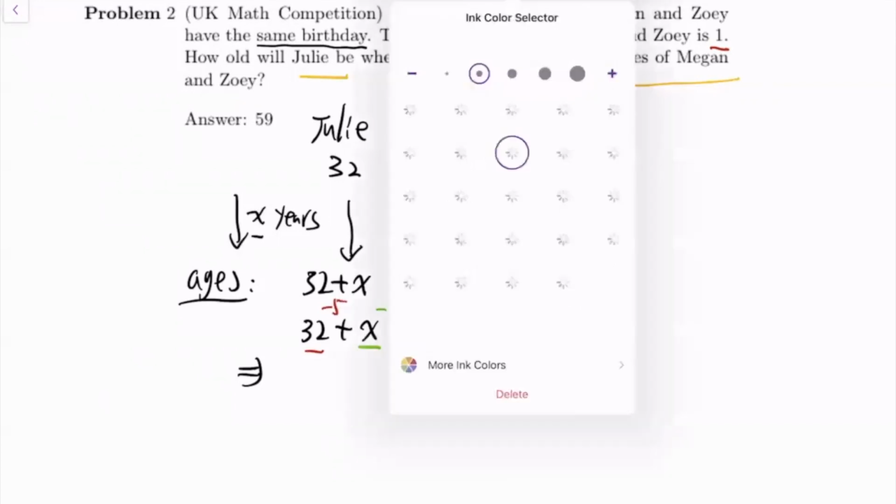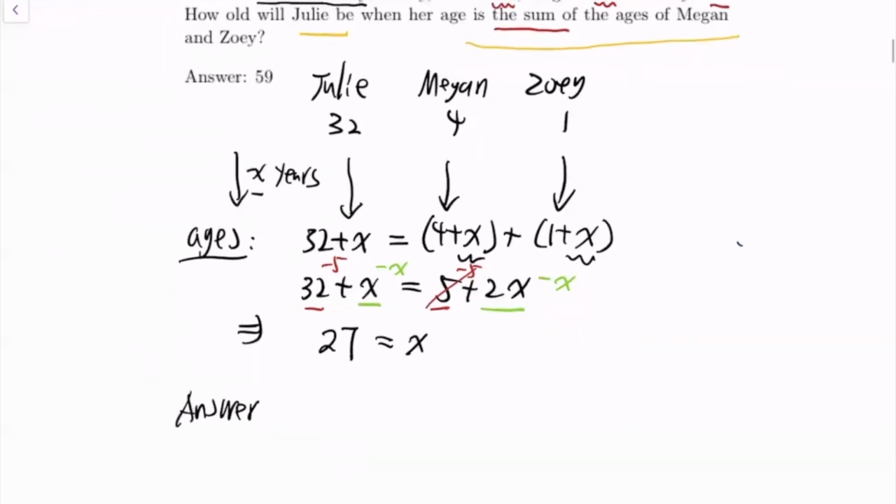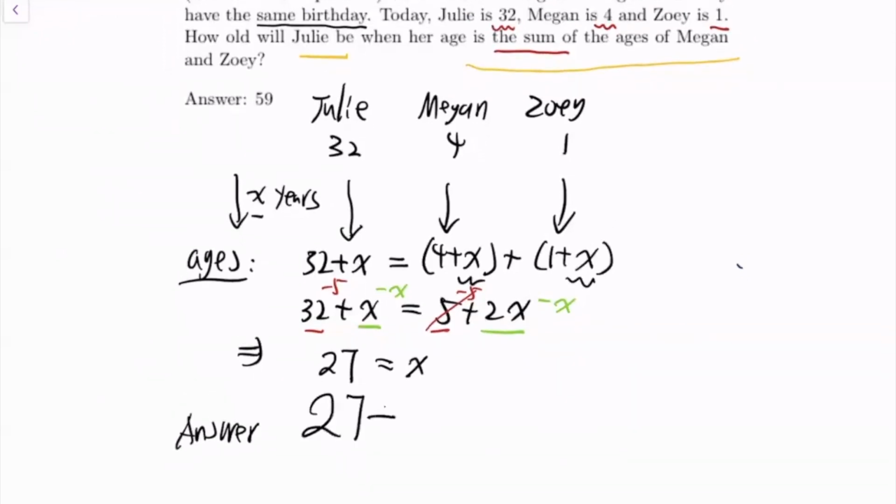Then we just get 27 equals x. This tells us that after x years, the age of Julia equals Megan's plus Zoe's. Because we are looking for the age, the answer will be 27 plus 32, which is 59.